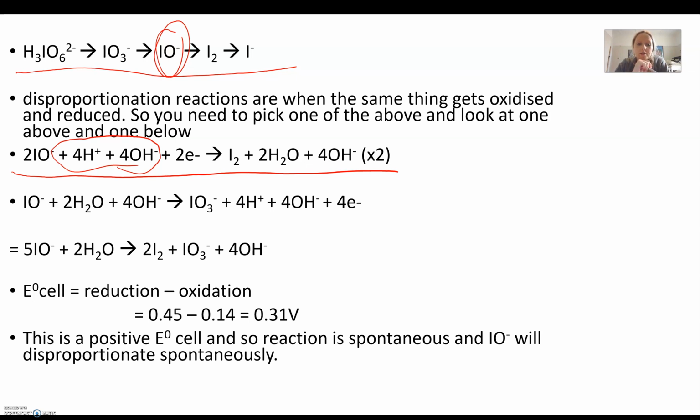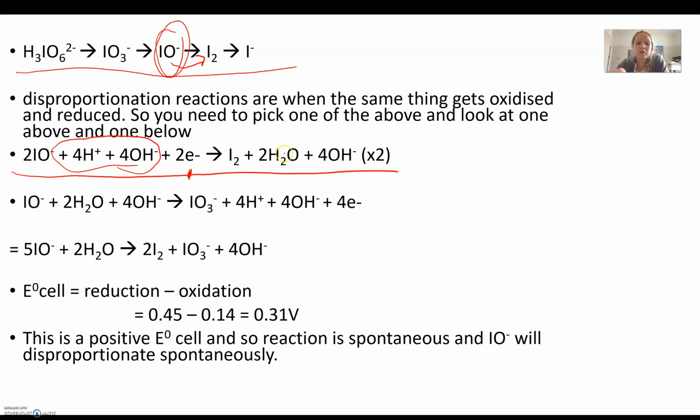So that reaction there is reduction because electrons are being gained. Hopefully you don't need me to go through that. You know that if it's getting reduced, that's forming that. So I'll quickly do it just in case. So you've got IO minus forming I2, so we have to put a 2 here to balance out the I's. We've then got to add 2 waters to balance out the O's, so I do that.